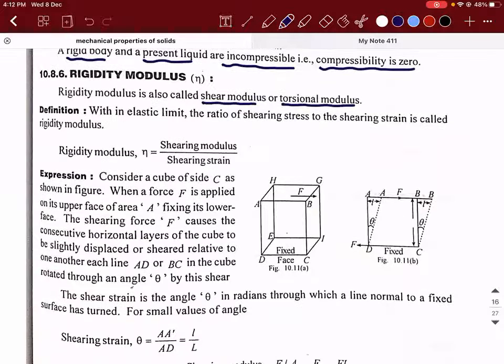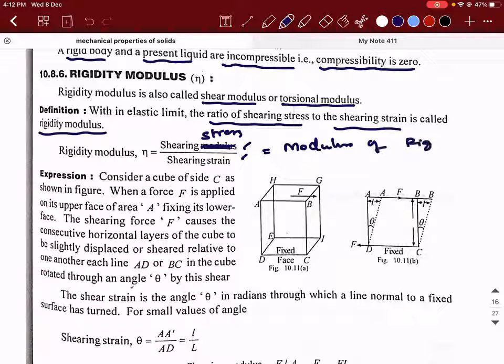Okay. So within the elastic limit, the ratio of the shearing stress to the shearing strain is called rigidity modulus, and it is written like this. Shearing stress divided by the shearing strain is what is called rigidity modulus, or we also refer to it as modulus of rigidity. Okay, having this point in mind, listen to this carefully.